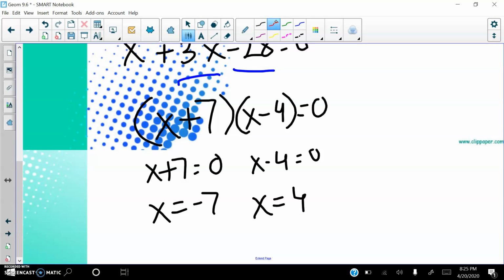And this is where you need to be careful. If I put negative 7 in, that's a negative value for my chord. And we cannot have negative values. Always go with the positive answer. So x is equal to 4.